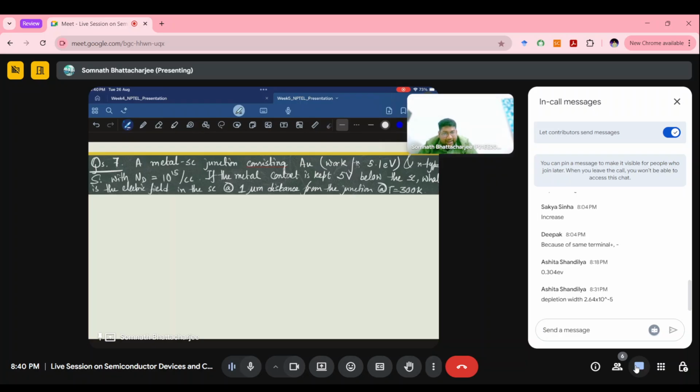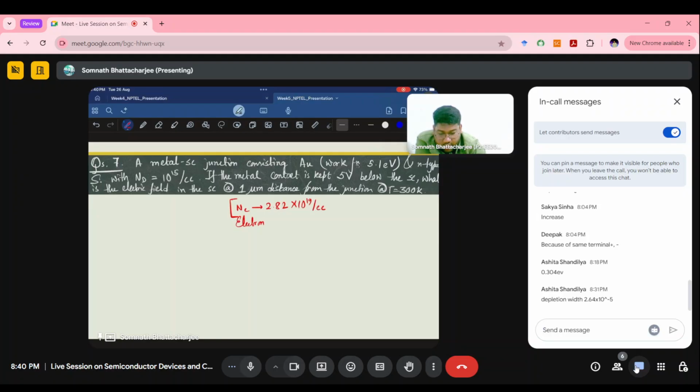So it's exactly the same as the previous one. They have mentioned that the metal is 5 volts below the semiconductor. So that is also similar to that. That is a minus 5 volt reverse bias. And based on that, we also have the value of Nd. We also have the value of the work function and everything. And they have also given a few constants. That is the value of Nc is 2.82 into 10 to the power of 19 per cc.